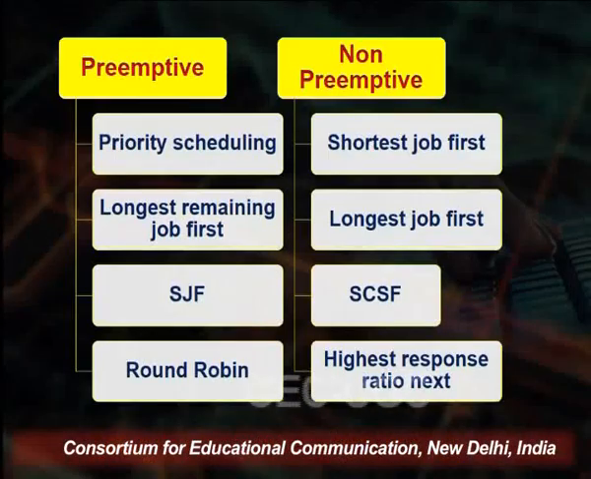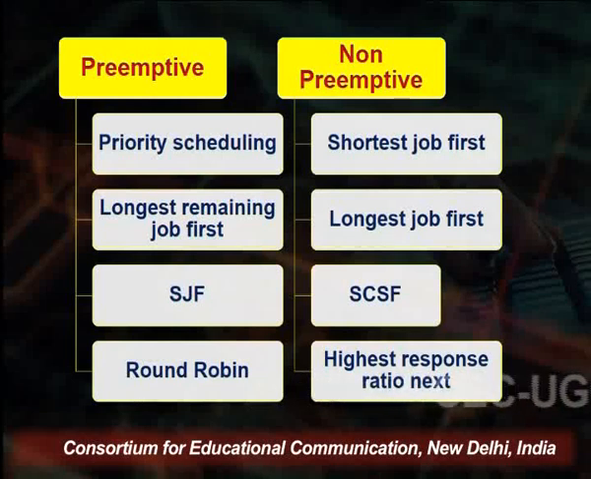Now let's see which policies come under preemptive and which come under non-preemptive. Here we have a chart-like figure on the screen. We have preemptive scheduling algorithms: priority scheduling, longest remaining job first, SJF, which is shortest job first, and the round robin policy. All these policies we will study in detail in our upcoming lectures. Here we will just go through the names.